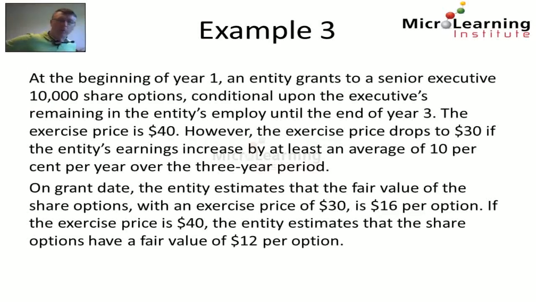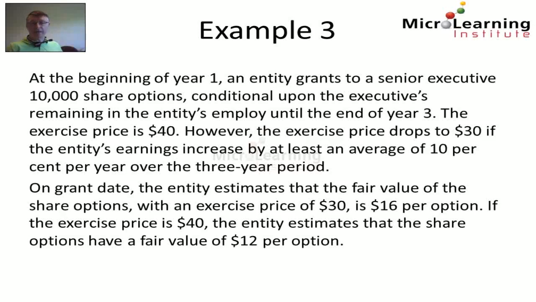In this example, we're told that at the beginning of year 1, an entity grants to a senior executive 10,000 share options, conditional upon the executive remaining in the entity's employ until the end of year 3. The exercise price is $40. However, the exercise price drops to $30 if the entity's earnings increase by at least an average of 10% per year over the 3-year period.